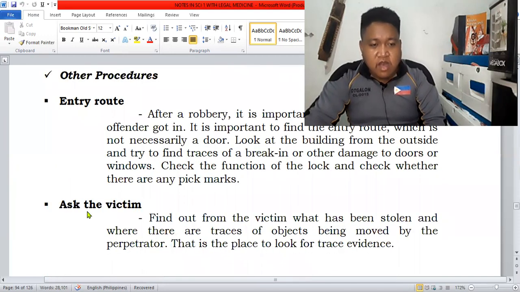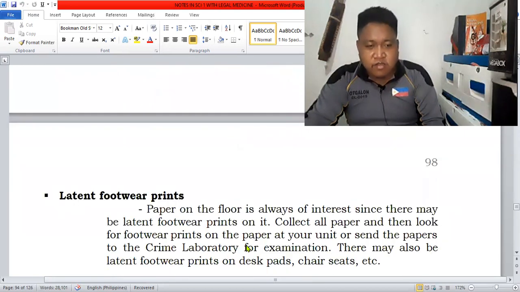Yan. Ask the victim. Find out from the victim what has been stolen and where there are traces of objects being moved by the perpetrator. That is the place to look for trace evidence. Latent footwear prints. Paper on the floor is always of interest since there may be latent footwear print on it. Collect all paper and then look for footwear prints.